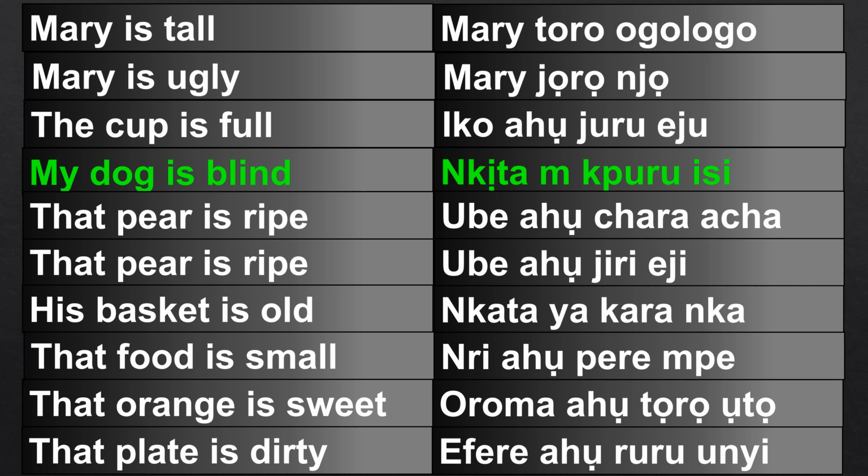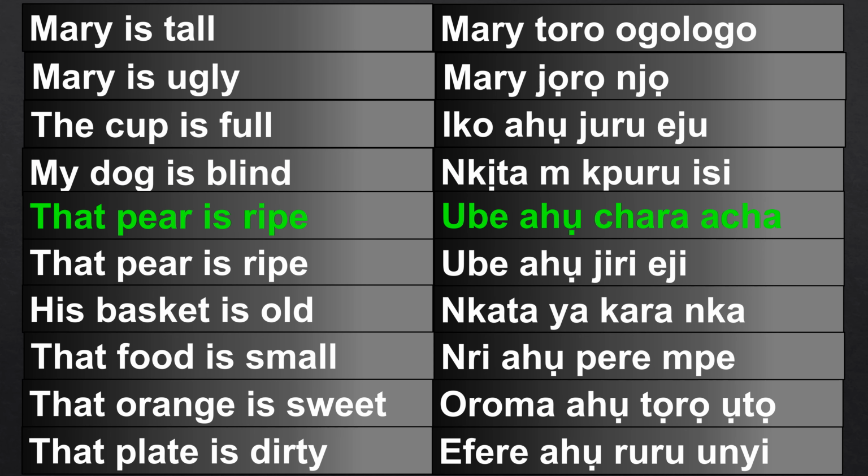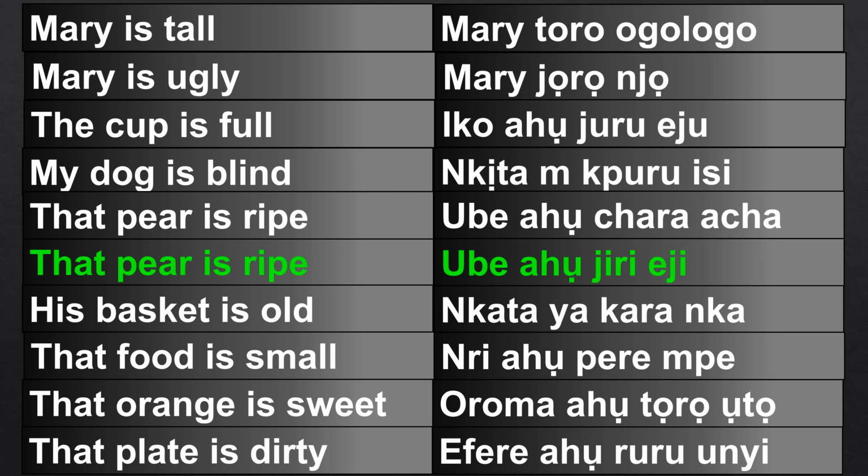Isi is the noun, the adjectival noun for blind. That pear is ripe. Ube ahụ chara acha. So now in Igbo land, there are several pears. There could be ube mba, ube, different, but they're in two groups.